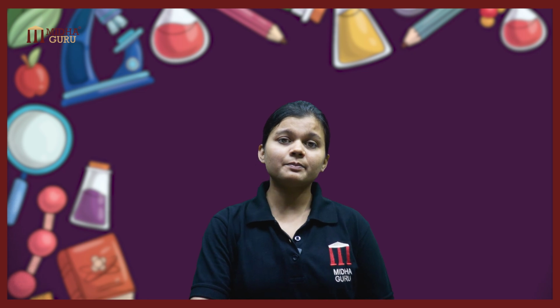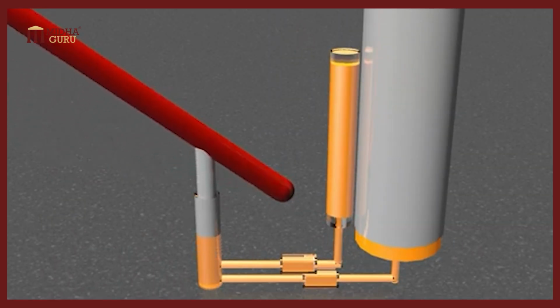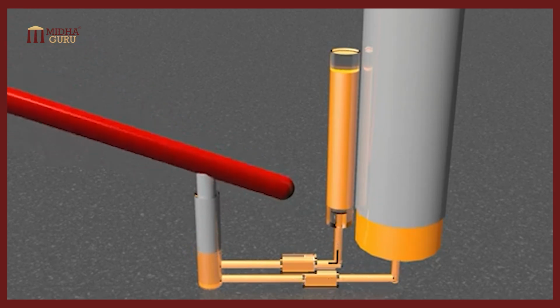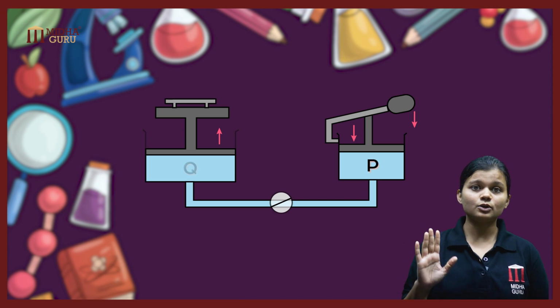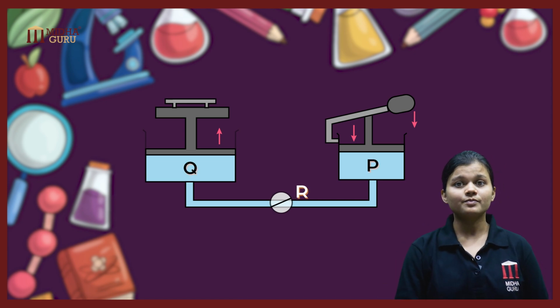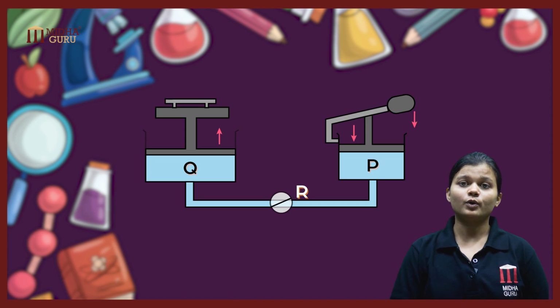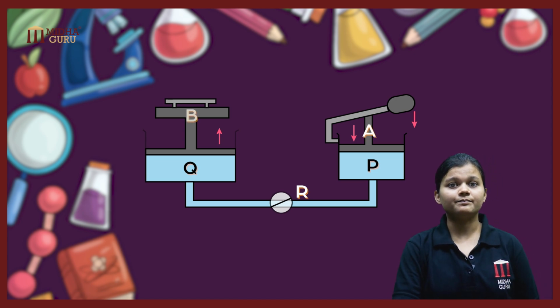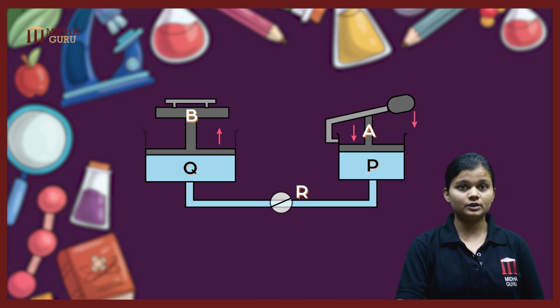Now let's come back to our hydraulic jack. The principle behind the hydraulic jack is also Pascal's law. It says a small force applied on the smaller piston is transmitted to produce a large force on the bigger piston. The figure shows two cylindrical vessels P and Q connected by a horizontal tube R. The vessels contain a liquid and they are provided with watertight pistons A and B. The vessel P is of smaller diameter as compared to vessel Q.